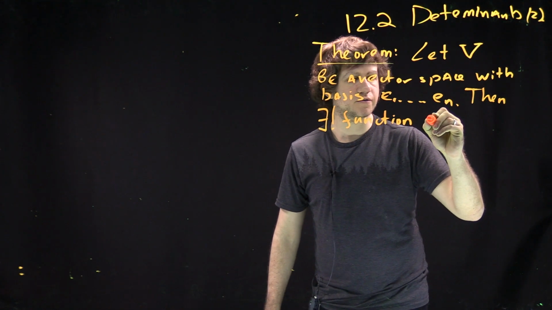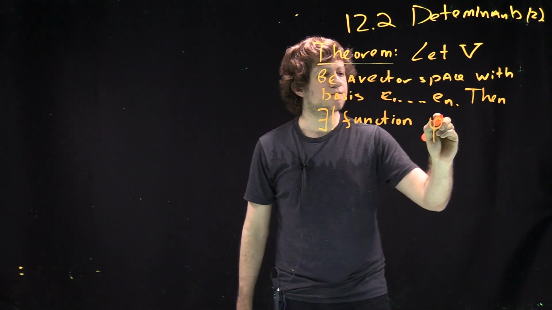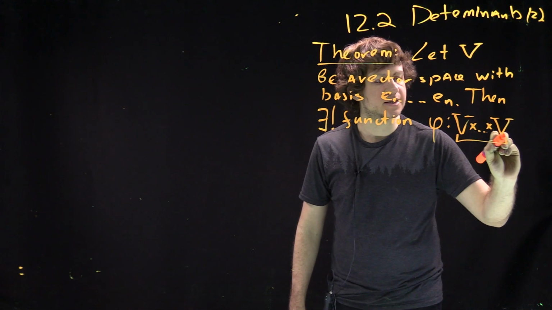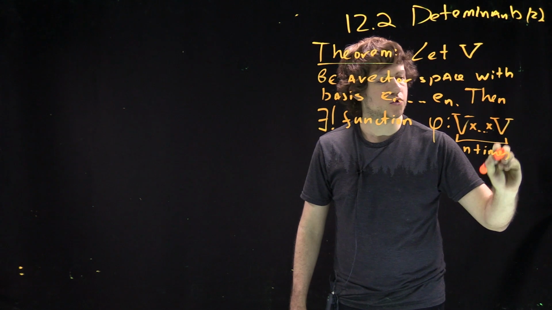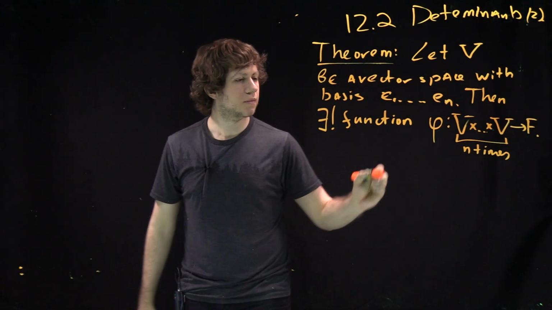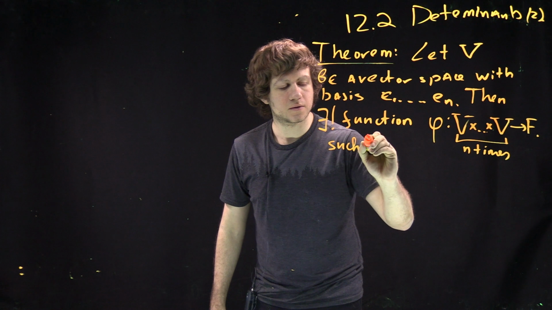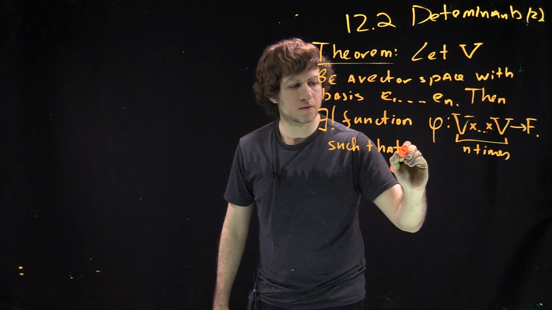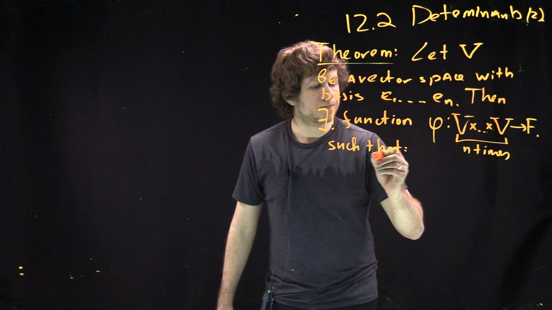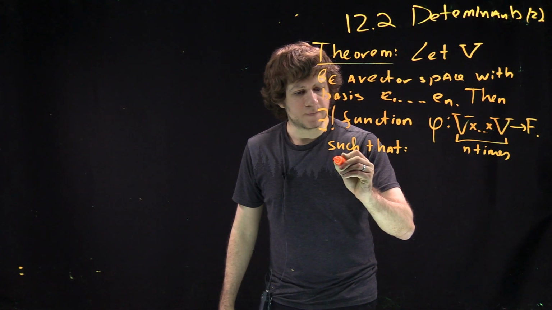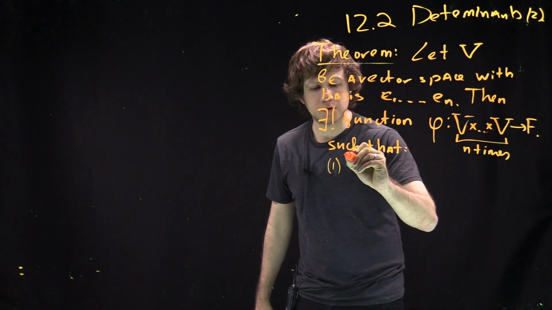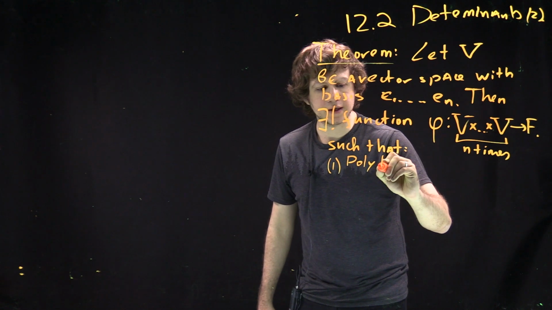which I will call function phi, and this function takes a product of n copies of our vector space to F. So again, our function has n arguments, each of them is a vector, such that, I will give an example in a second, but before that, such that the following properties hold. So first is called polylinearity.